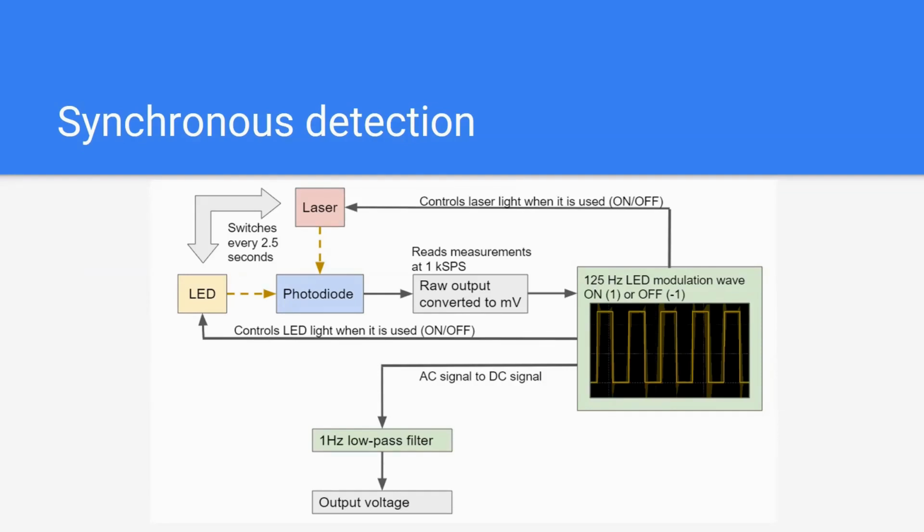So the idea is that we collected photodiode voltage when the light source is turned on and when the light source is turned off. And we are essentially taking the difference between these two raw output voltages to extract the photodiode voltage due to the light source.